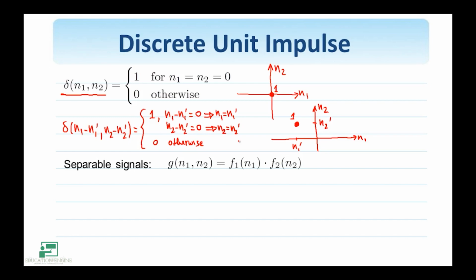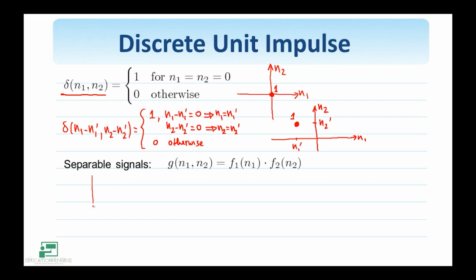A signal G is separable if it can be written as F1, which is a function only of the one variable, N1, times a function F2, which is a function of the second variable only. The question then is whether the 2D delta is a separable signal, and the answer is yes. Let's look at it pictorially first.